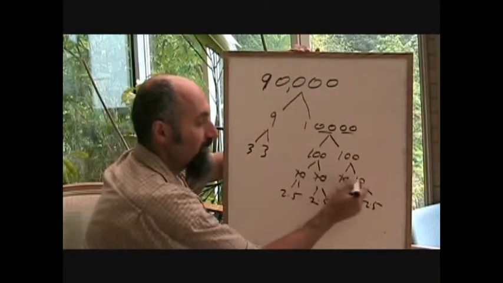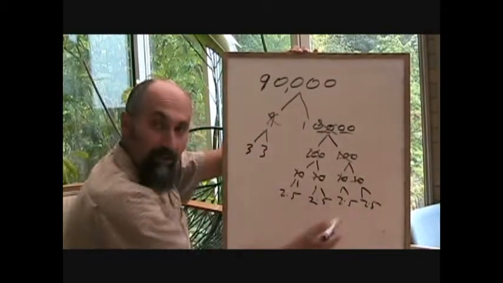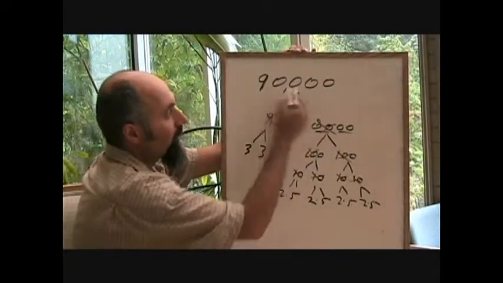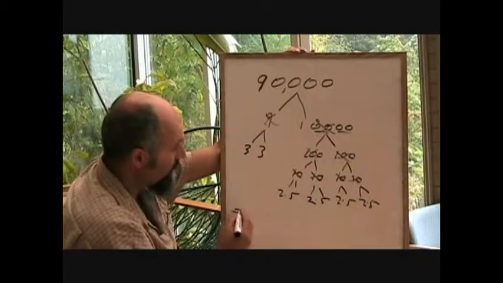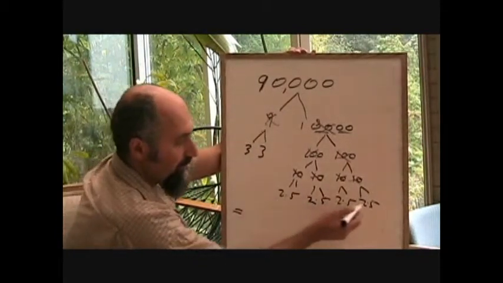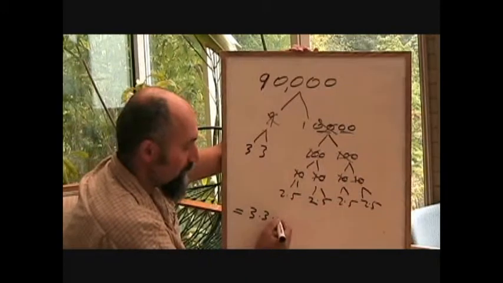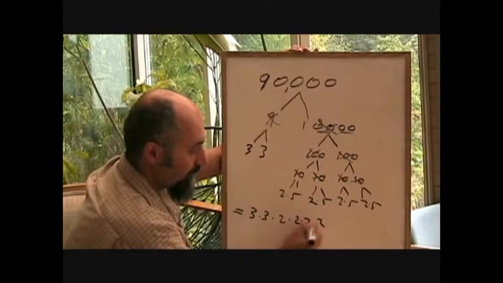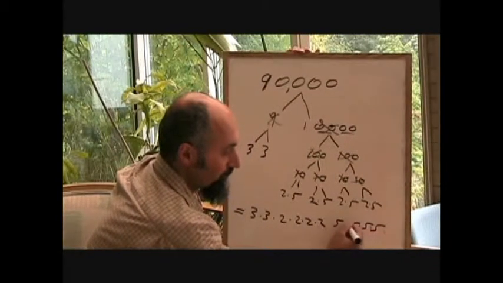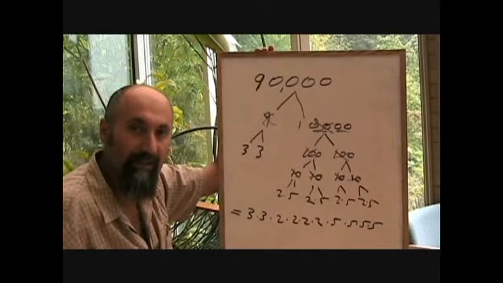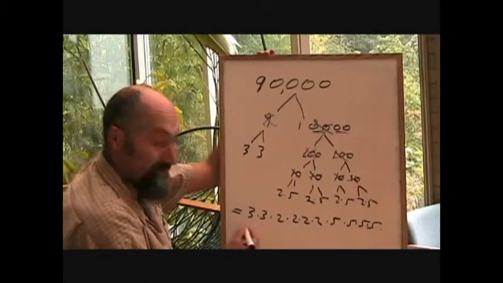So all the numbers above this, you can kill. And you take all the end branches to figure out what 90,000 is as expressed as a prime number. So 90,000 is really 3 times 3, 2 times 2 times 2 times 2, 5 times 5 times 5 times 5. So you have 3 times 3, 4 2s, 1, 2, 3, 4, and 4 5s. 1, 2, 3, 4. That's what 90,000 is.